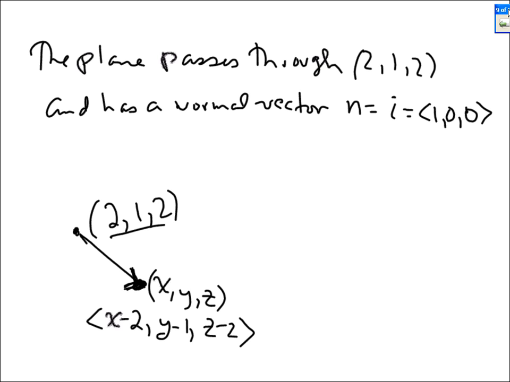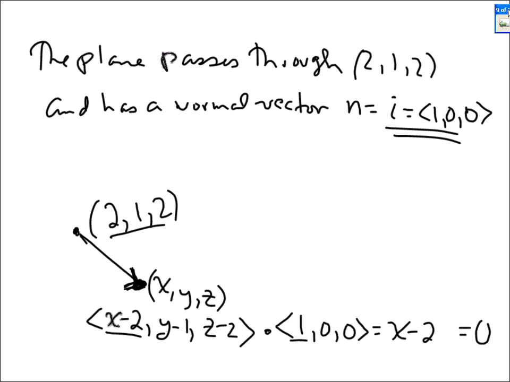And now, if you dot a vector with an orthogonal vector, which normal vectors are orthogonal to, you get 0. So when I dot the vector in the plane with 1, 0, 0, I want to get 0. This times 1 is just x minus 2, plus this times 0, which is 0, plus this times 0, which is 0. There it is. That's the equation of the plane.